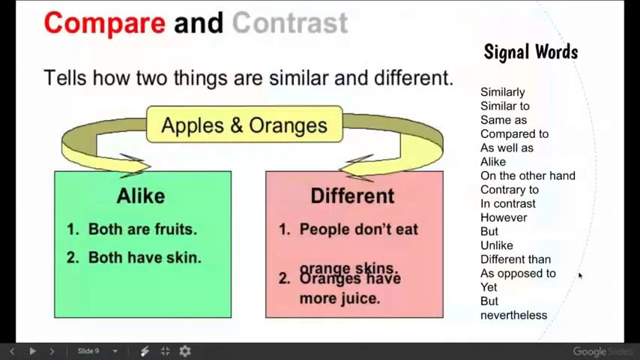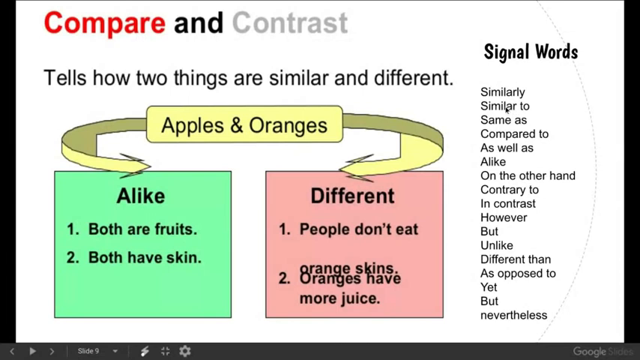The last one that we are going to study, number 3, is compare and contrast. So here you would find the similarities, you compare things that are alike, and the differences, you would contrast their differences. So as always, people use the idiom, they're apples and oranges. So how are these apples and oranges alike? They're both fruit, they both have skin. And how are they different? People don't eat the skin of oranges, and you can make oranges have more juice than apples.